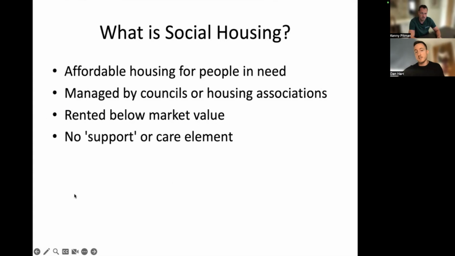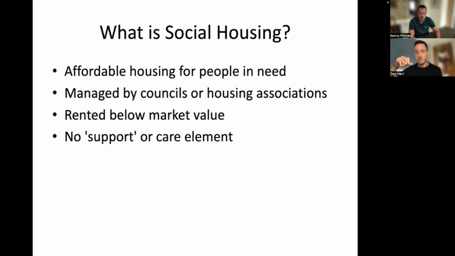So what is social housing? It's affordable housing for people in need. Okay, so people that can't afford the normal market value rent, and a lot of it is managed by the local authorities. They have something called the LHA rate, the Local Housing Allowance, and typically this is what they'll pay for people that are on a list looking for affordable housing.